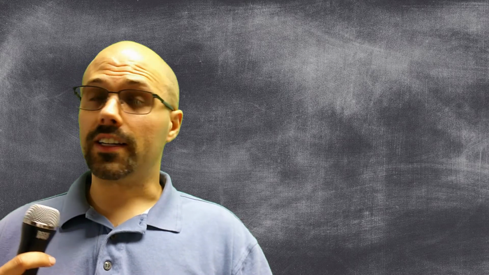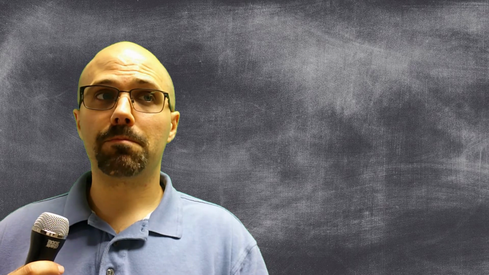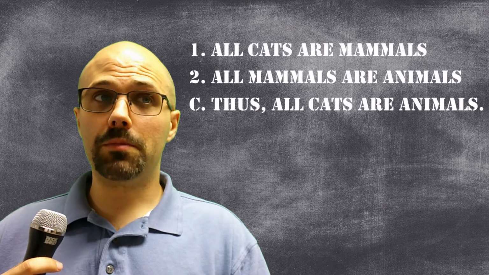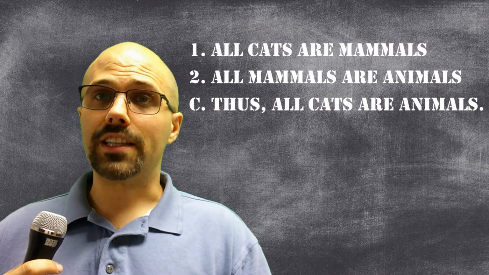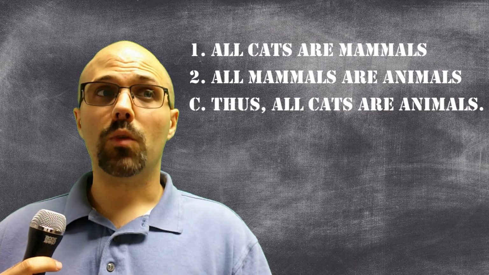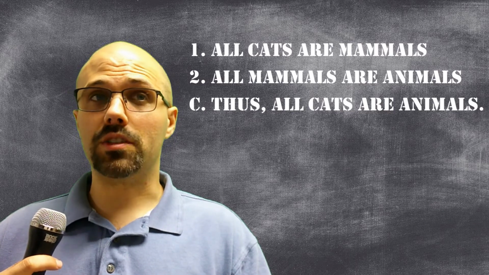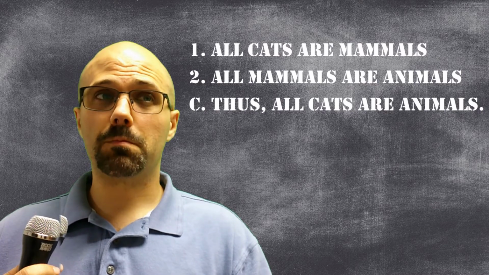So let's look at a specific example first, and then again we'll sort of break down how to talk about these step by step. So we've got all cats are mammals, we've got all mammals are animals, therefore all cats are animals. And so here would be an example of a categorical syllogism. We've got three classes, cats, mammals, and animals, and we've got three sentences, two premises, one conclusion.